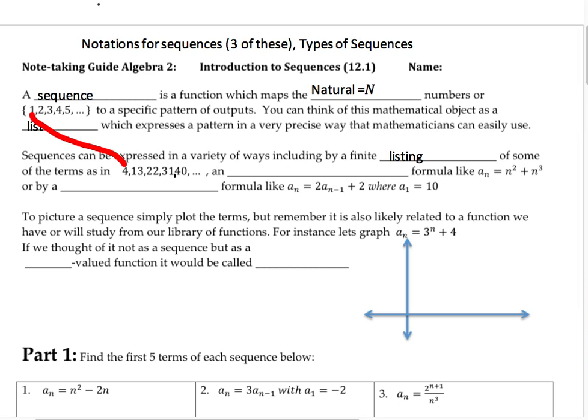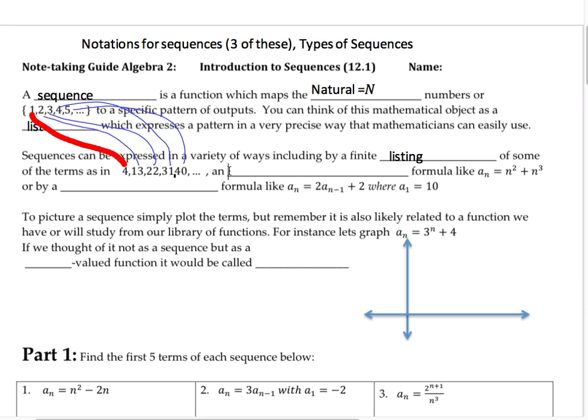The second term in this sequence is 13. The third term in this sequence is 22. The fourth term in this sequence is 31. The fifth term is 40, and so forth. So the inputs are the natural numbers. The outputs can be pretty much anything. So that's what we have when we have list notation.